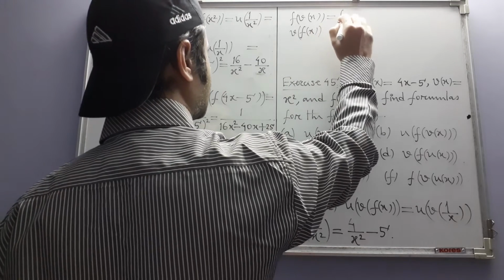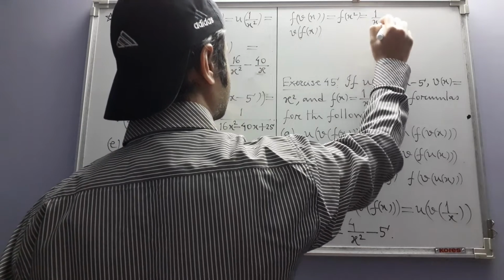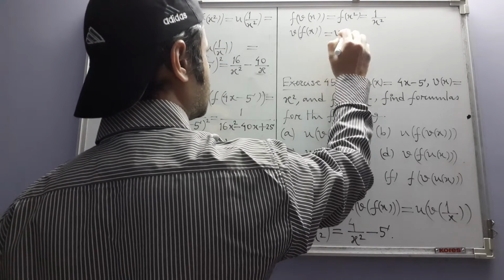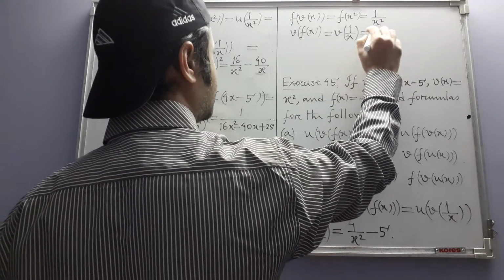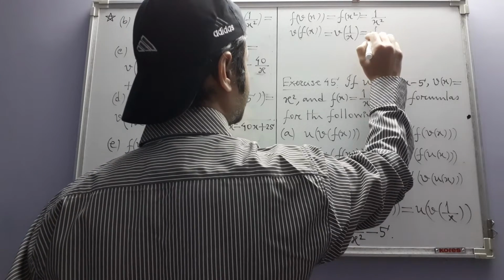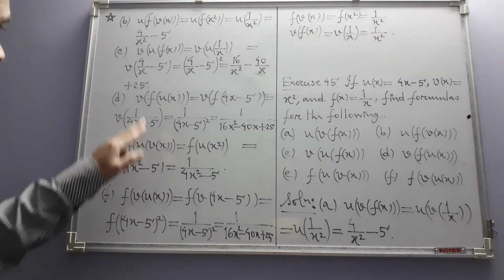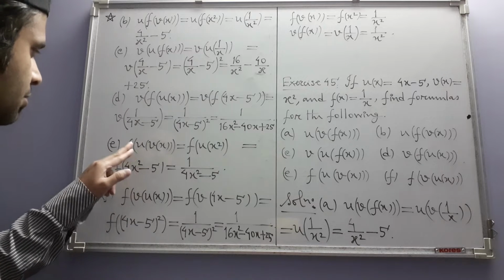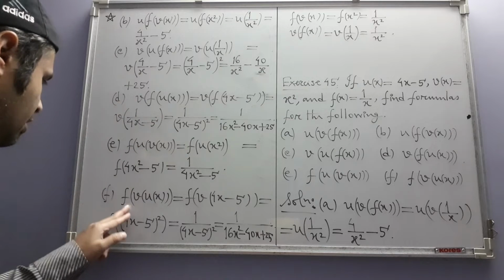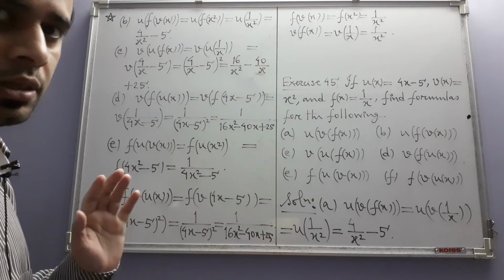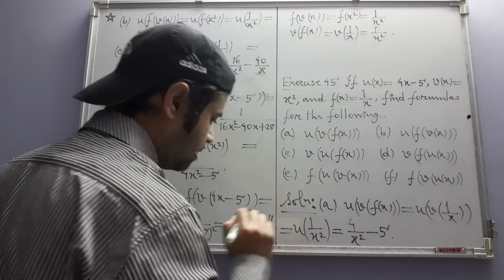v of x is what? x square, and f of that is 1 over x square, whereas f of x is 1 over x and v of that is its square. That means ultimately it's again 1 over x square. It's because of this that whether we have v f or f v, it does not matter, you are going to get the same thing. So the solution ends here.